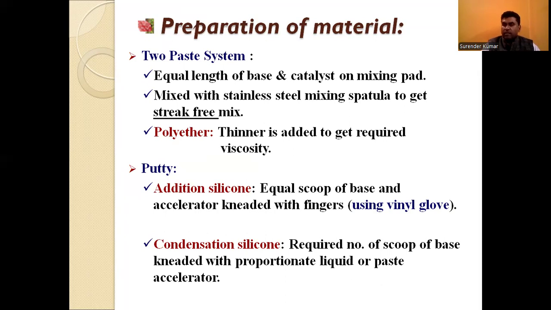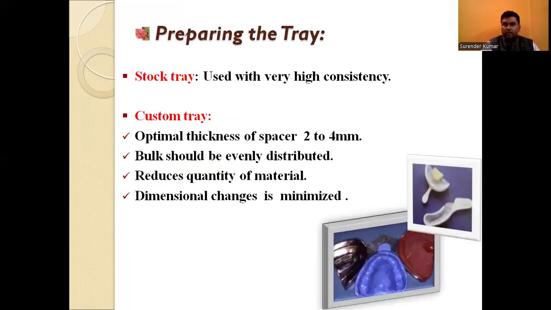Putty form, there is addition silicone putty form. In that case, we have to use equal scoops of base and accelerator, and they are kneaded with fingers, either using vinyl or polyethylene gloves. Condensation silicones require a number of scoops of the base, which is mixed with a proportionate liquid or the two-phase system accelerator. Then once you have done the manipulation, comes preparing the tray.